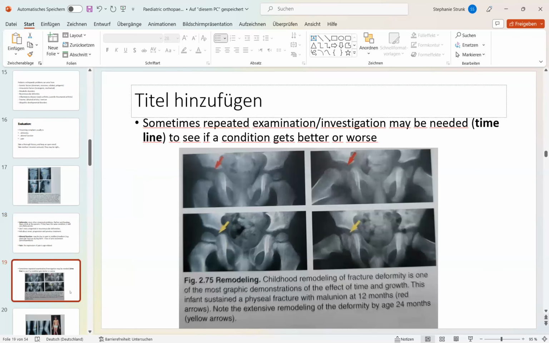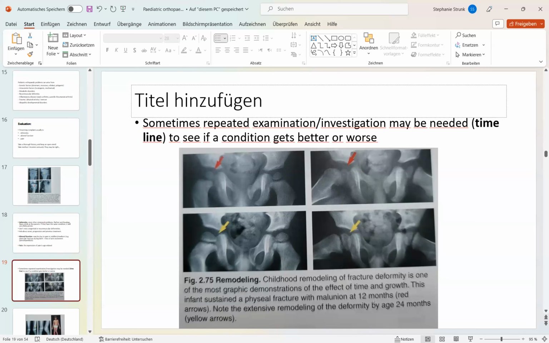So also a specialty of pediatric orthopedics, sometimes repeated examination and investigation may be needed. A so-called timeline, to see if a condition gets better or worse. Here, this is a lovely example of childhood remodeling. This was a fracture here. You can't really see it on this picture, but if you look at that one, here you see the deformity. This was a gross deformity.